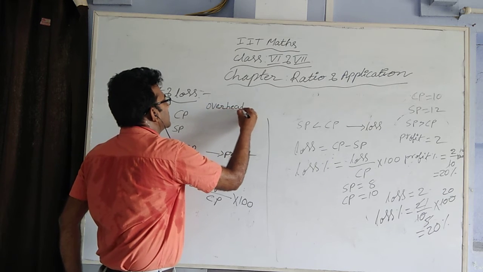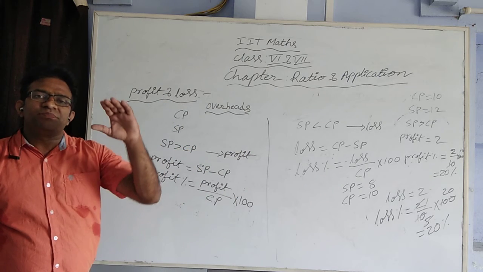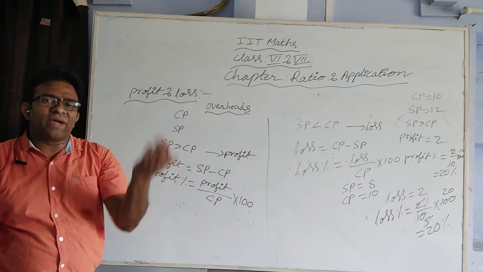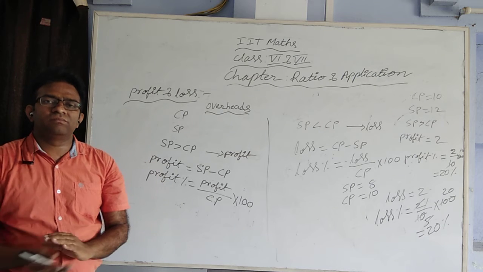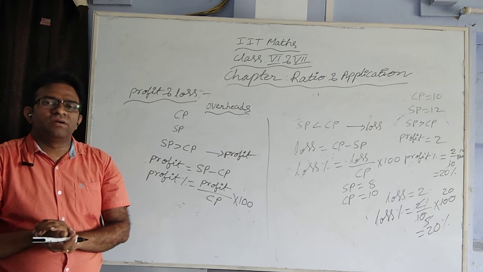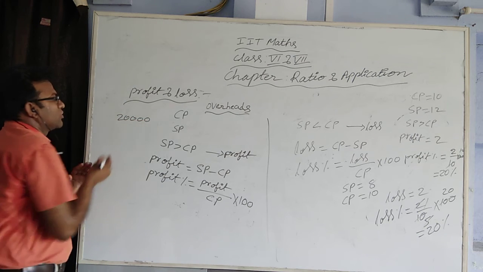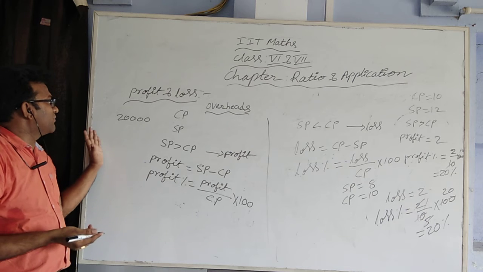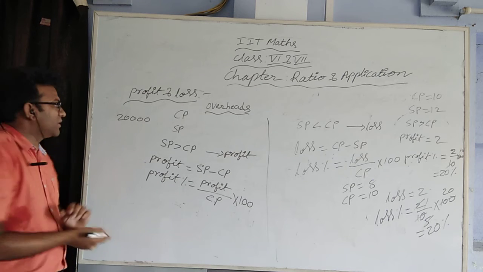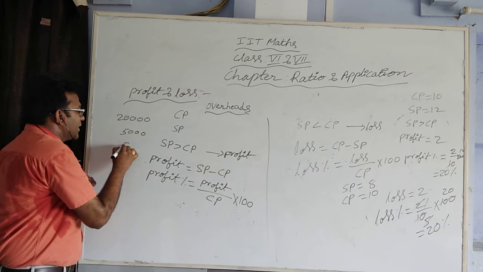What we call those overheads. Overheads is nothing but spending on repairs or for painting, to remodel it. So for example, one person bought a scooter for 20,000 rupees. He spent 5,000 rupees for repair and 500 rupees for paint.